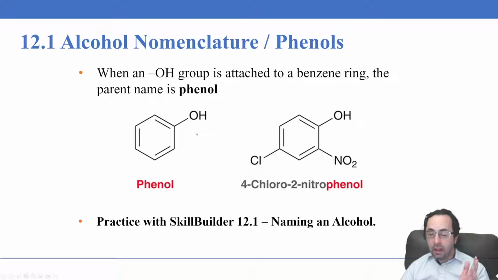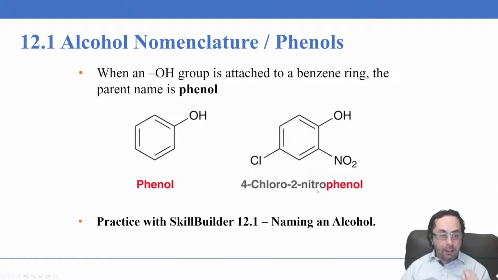When the OH group is attached directly to the benzene ring, we call it a phenol, and that is its own parent name, phenol. So that's a little bit different about that. When you look at the alcohol attached directly to the benzene ring, that gets its own special name, and it's called phenol. Any compound where that is the main functional group, the alcohol on the benzene ring, the parent name of that compound is going to be phenol, and that's part of the IUPAC systematic naming.